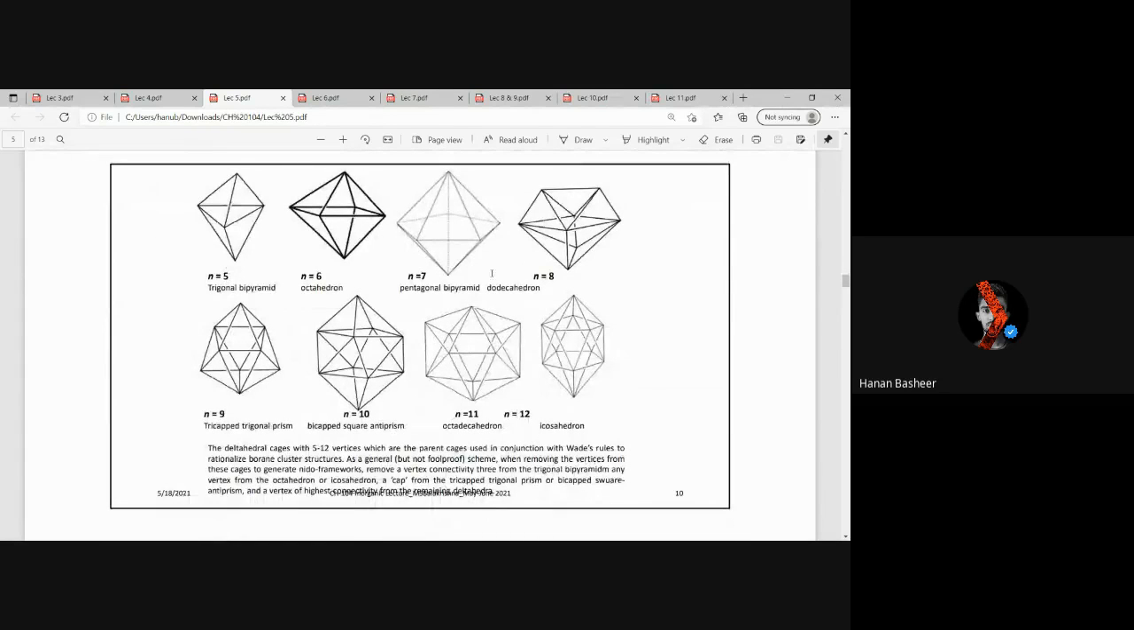Then these are the different structures formed by boron when we have n number of atoms. So this is n equal to 5, this is n equal to 6, n equal to 7, 8, 9, 10, 11, 12. So these are the names. This is trigonal bipyramidal. This is octahedron. This is pentagonal bipyramidal. This is dodecahedron. This is tricap trigonal prism. This is bicap square antiprism. This is octahedron, and this is icosahedron.